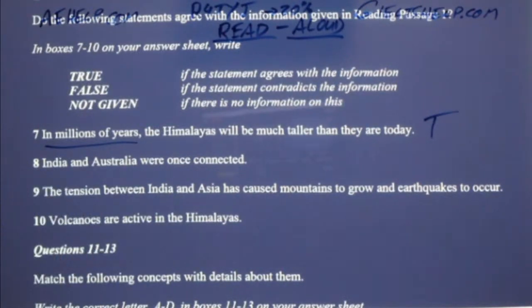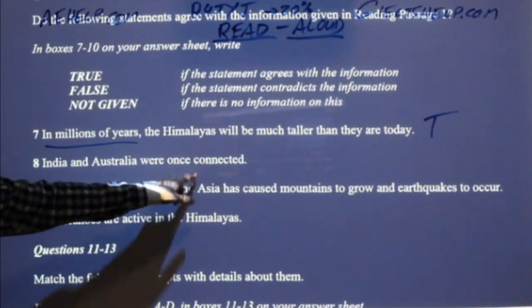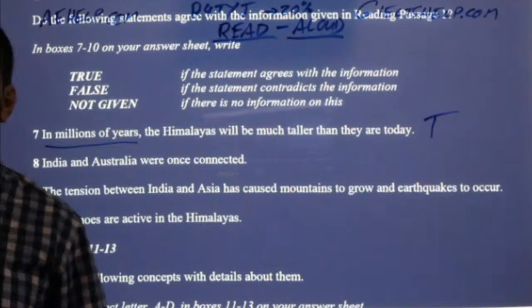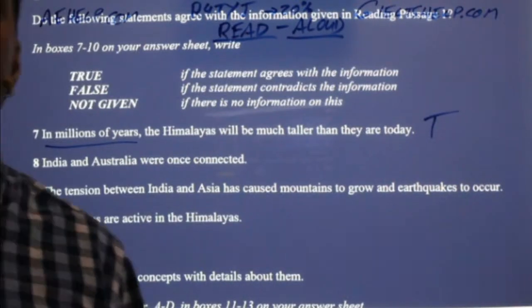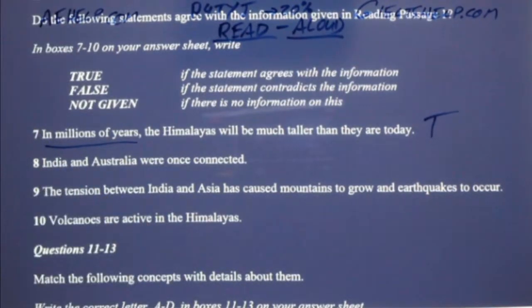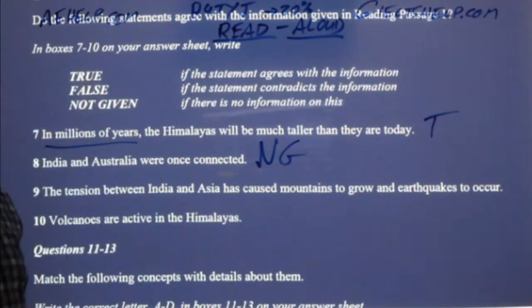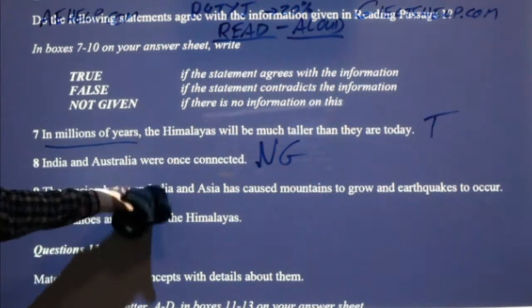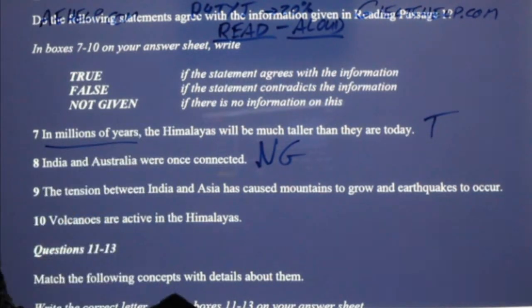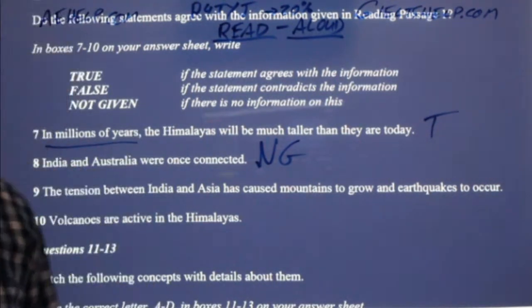So true. India and Australia were once connected. Is it important to know this for the text? Not really. So I would go with not given here. I didn't visualize it, and I don't think it's important to know whether or not India and Australia were connected. We don't know that. It's not important. We didn't visualize it, so it's not given.